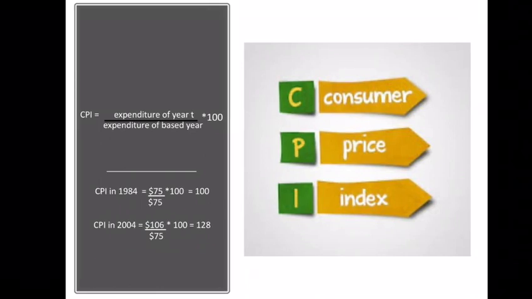To find the CPI in any year, we have to divide the expenditure in year T by the expenditure in the base year and multiply by 100. So the CPI in 1984 is 75 divided by 75 times 100. The result is 100. And for the CPI in 2004, we take the expenditure in 2004 and compare it to the expenditure in 1984, which is 106 divided by 75 times 100. The result is 128.